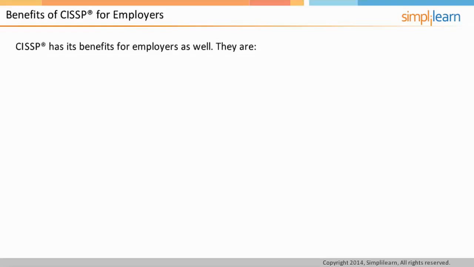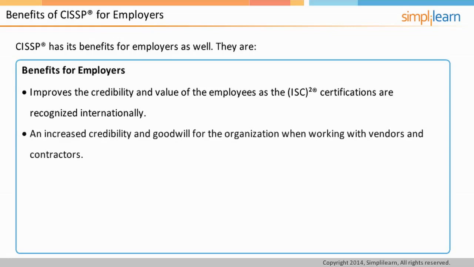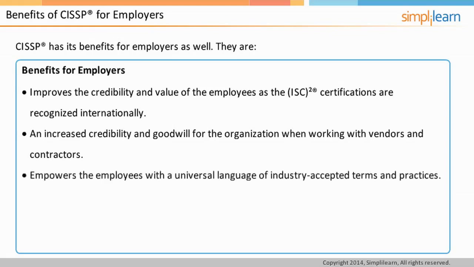CISSP adds its benefits not only to the professionals, but also to the employers. The benefits of CISSP for employers are as follows. CISSP improves the credibility and value of the employees in the organization to a higher rank as the ISC Square certifications are recognized internationally. It offers an increased credibility and goodwill for the organization when working with vendors and contractors. CISSP empowers the employees with a universal language, circumventing ambiguity with industry-accepted terms and practices.